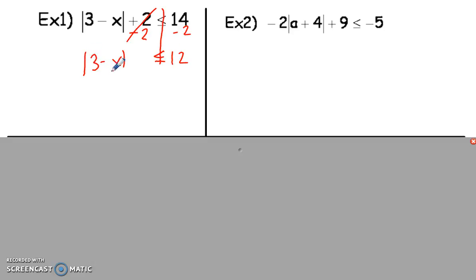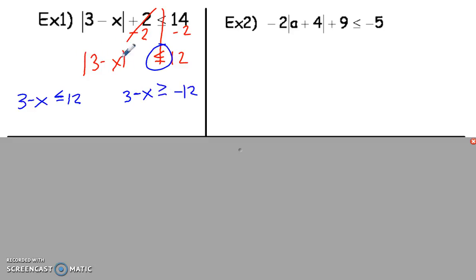So just like I do with equations, I'm going to split up the problem. 3 minus x equals 12, except it's not equals, it's less than or equal to. So that's the first one. The second one looks similar. Okay, 3 minus x, remember we have an opposite. This either is equal to 12 or equal to negative 12. But since it's a less than sign, when I put the negative here, I flip the order around.